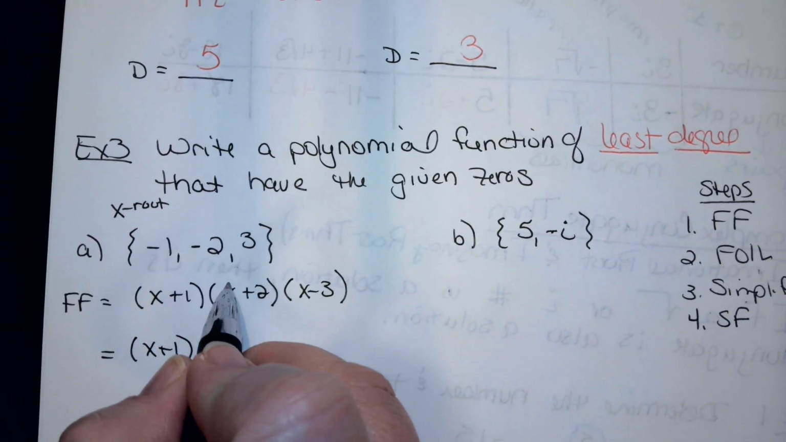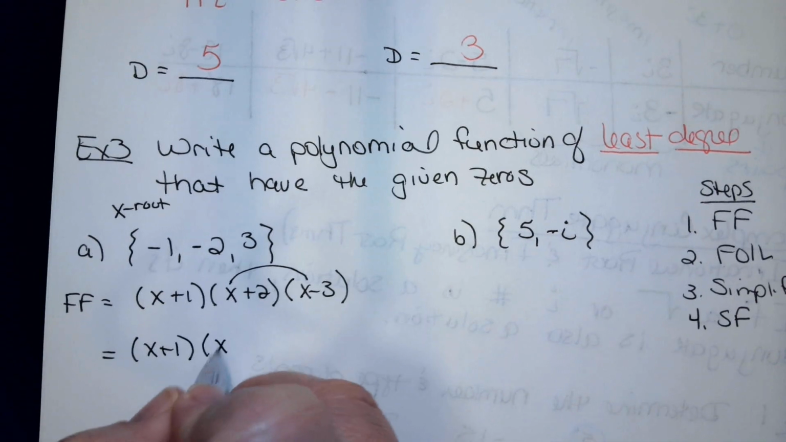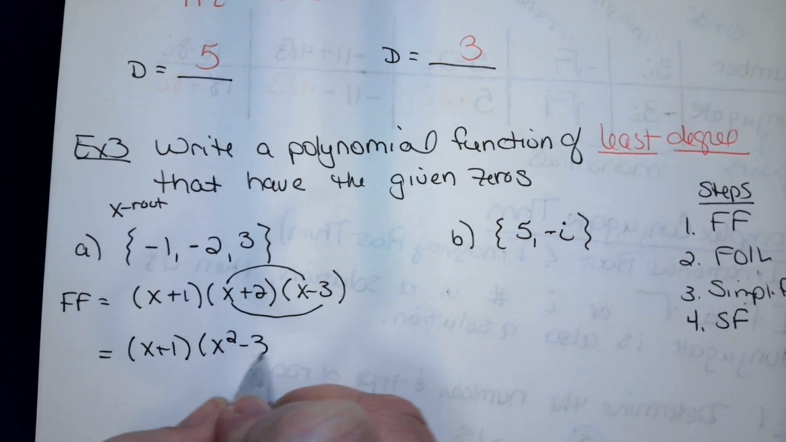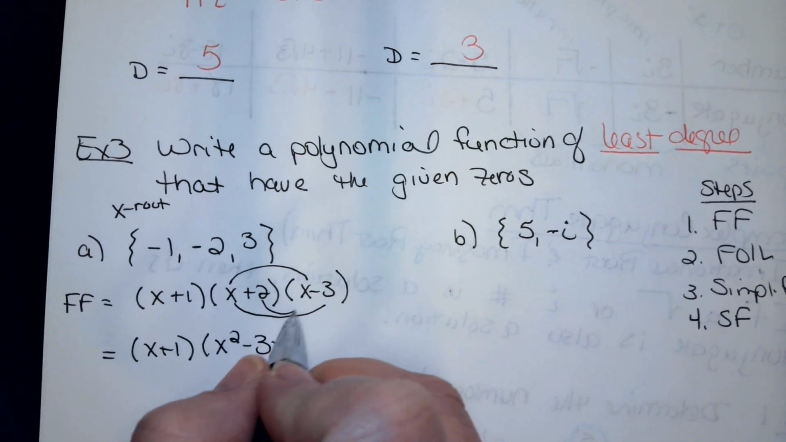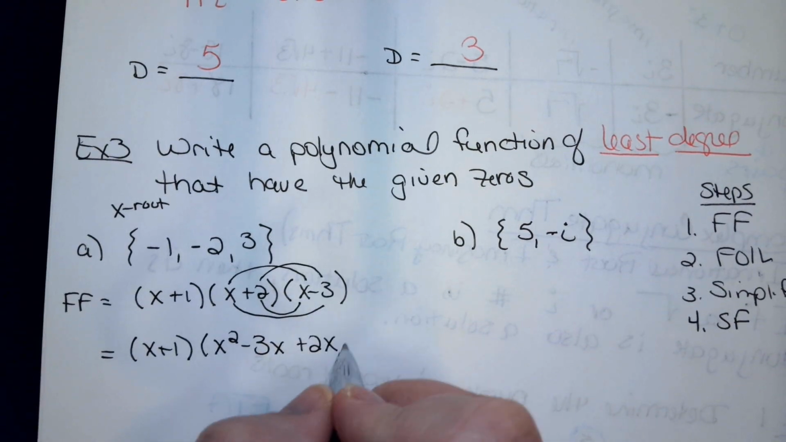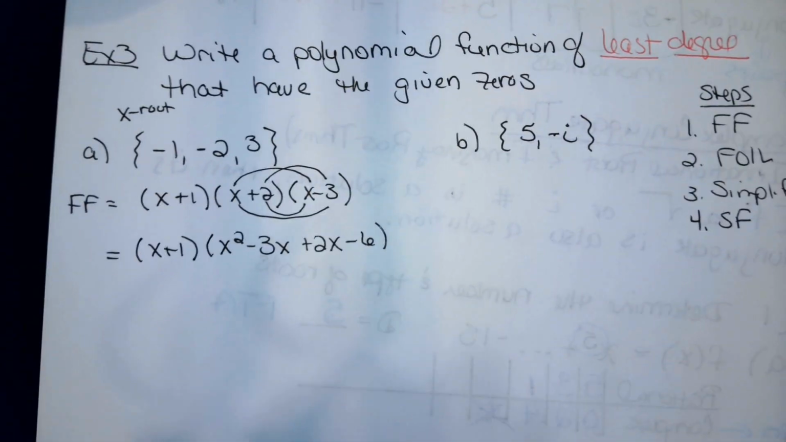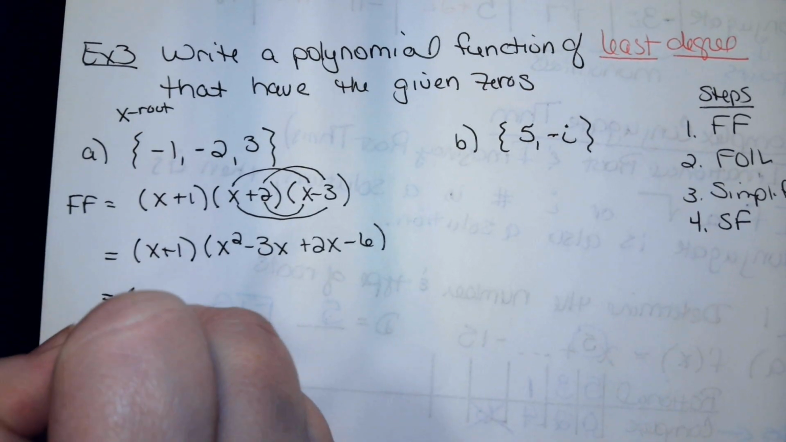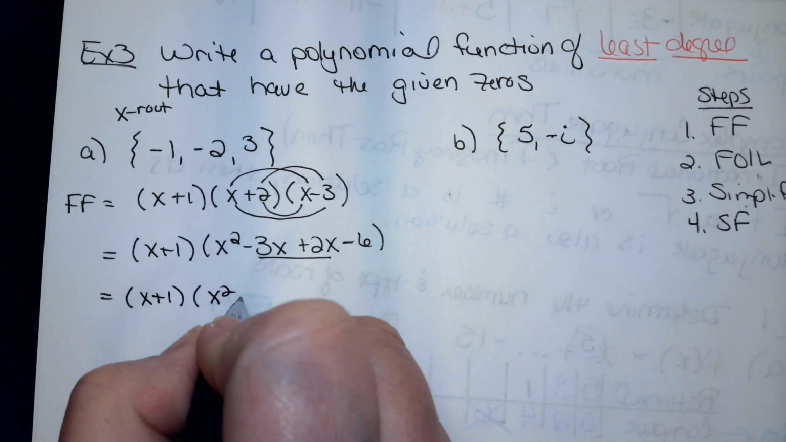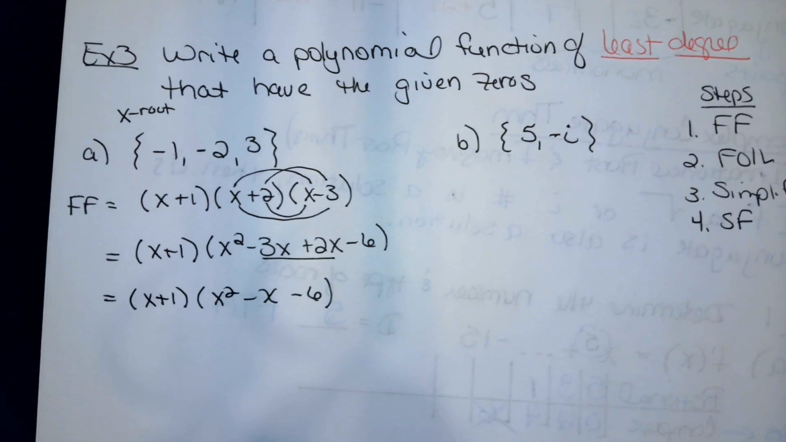All right, let's distribute. Let's use FOIL. Sorry about that. x times x is x squared. x times negative 3 is negative 3x. 2 times x is 2x. And 2 times negative 3 is negative 6. I'm going to combine like terms. So I have x plus 1 times x squared, negative 3x plus 2x is negative x, minus 6. Okay, so I've got step 1.